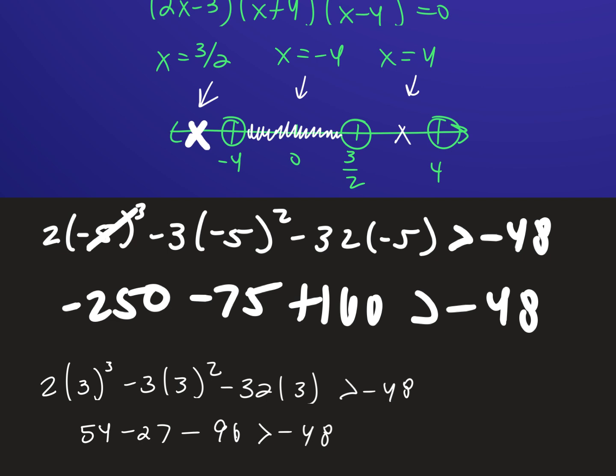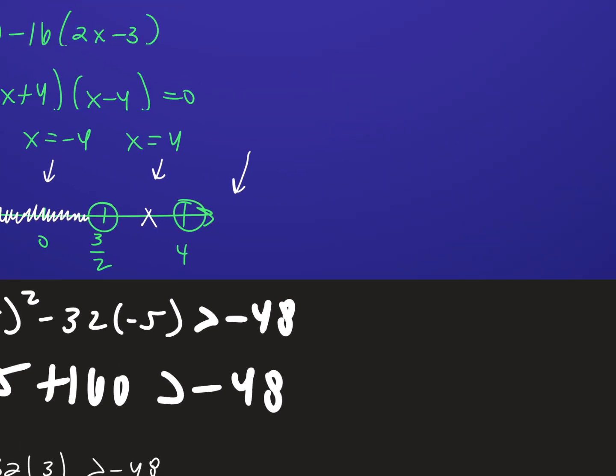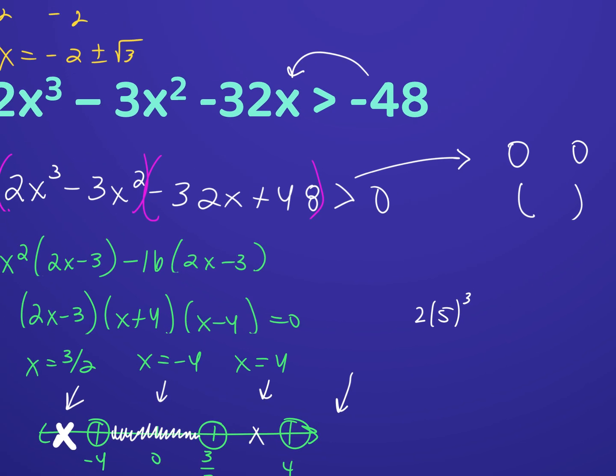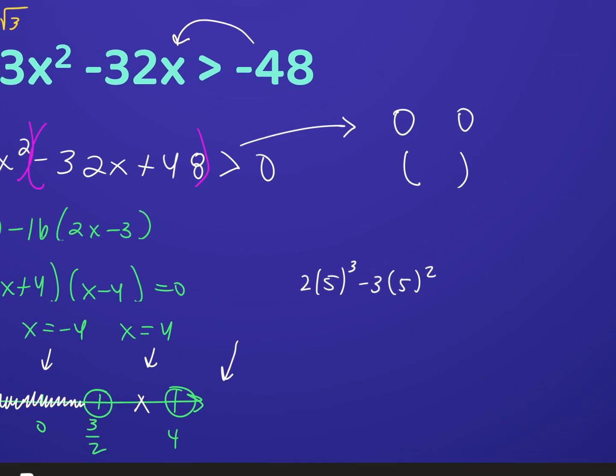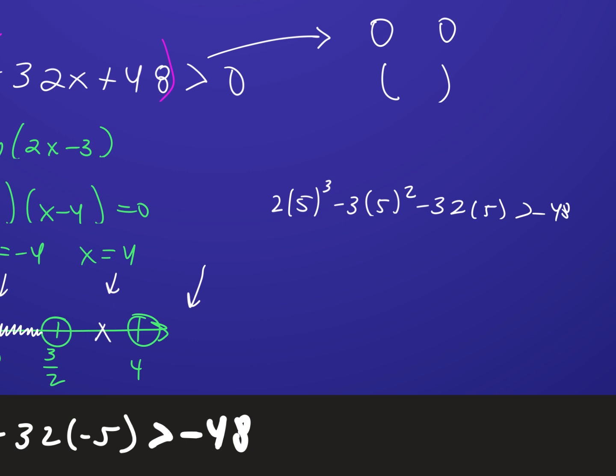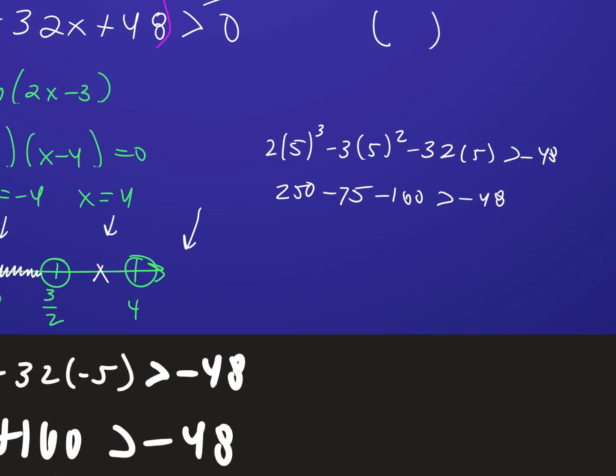So now we got to pick a number in this section just to make sure. 5, okay. So I have, make sure I write this down right. 2 times 5 cubed minus 3 times 5 squared minus 32 times 5. Is that greater than negative 48? Well, what was negative 5 cubed? Negative 125. So 5 cubed is 125 times 2 is 250. Minus 75 plus 160 or minus 160? Minus 160. Is that greater than negative 48, guys? Yes, it is. So this section works over here.